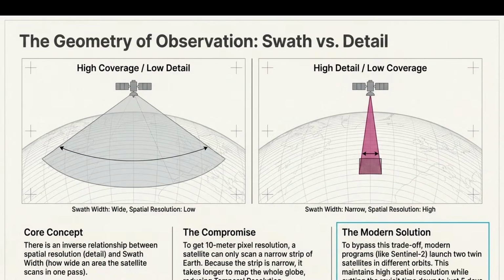Because with 10 meter, the pixel value is low. When the pixel value is low, it indicates high resolution. And when the pixel value is high, the pixel area is high, and it indicates low resolution. Okay.